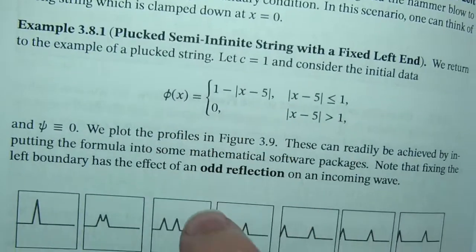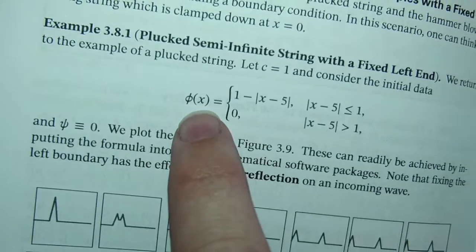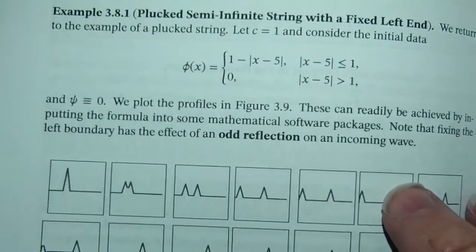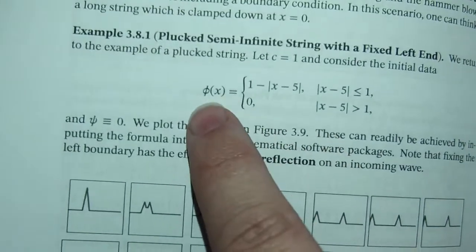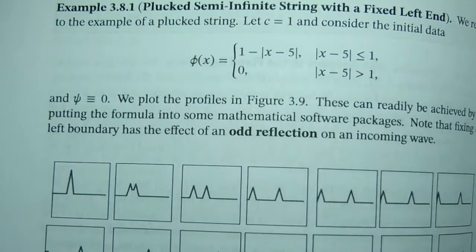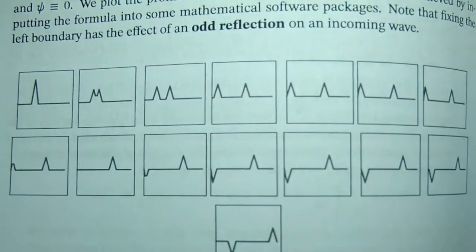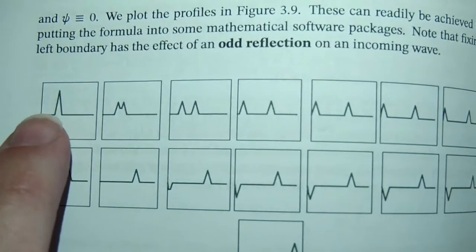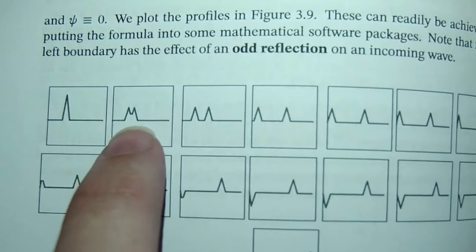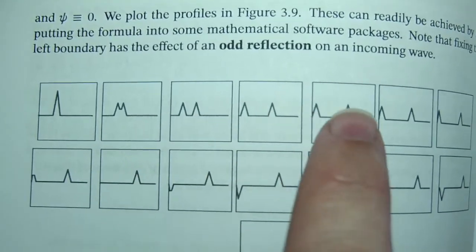So we have zeroed out the velocity, so c is identically equal to 0. And our initial displacement is given by this function, so don't pay too much attention to that. If we use the odd reflection to generate our formula in the same way that we've done before, the resulting picture looks like this. Here is my initial plucking, and you'll notice that this splits into two waves, one traveling to the left and one traveling to the right.